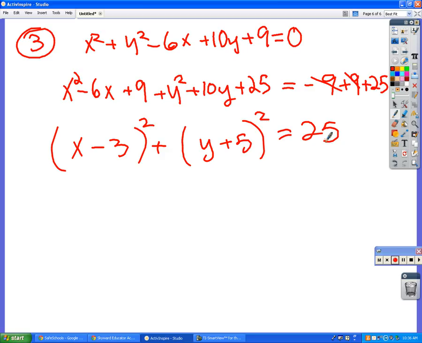Okay? Like I said yesterday, whenever you're completing the square, you take half of this number here, and that's what goes there. Okay? So the center of the circle is at (3, -5), and the radius is 5, because 25 is the radius squared. Okay?